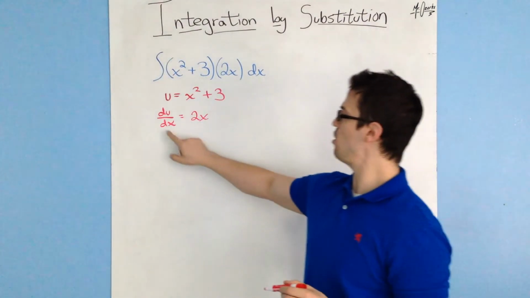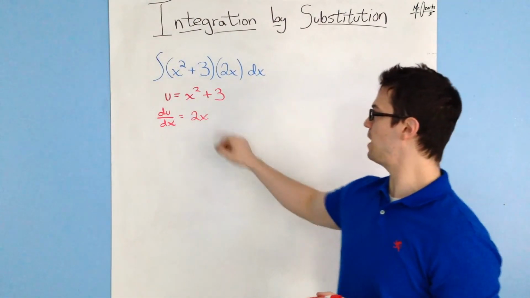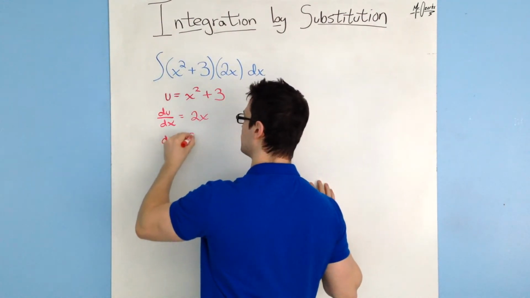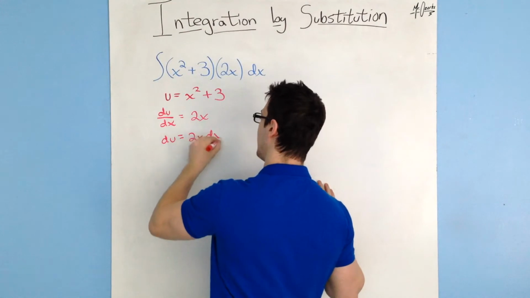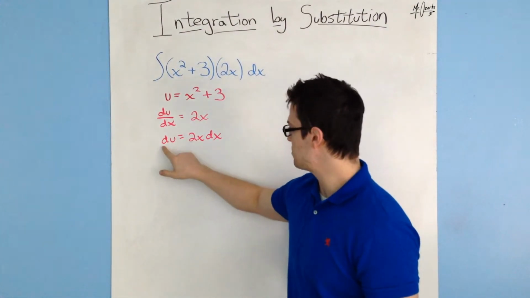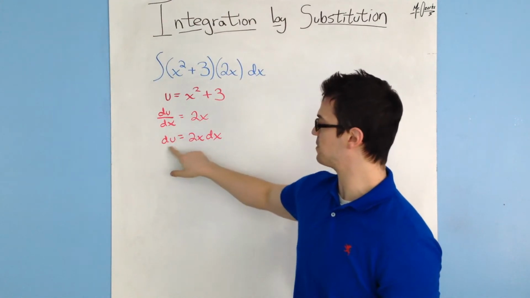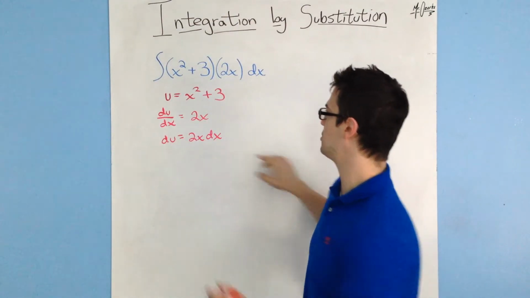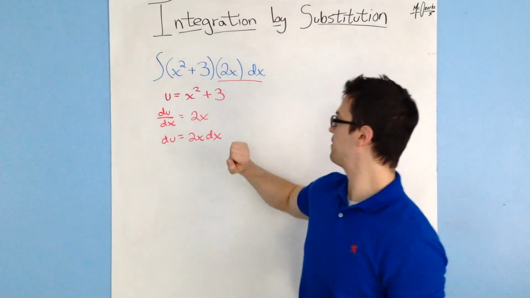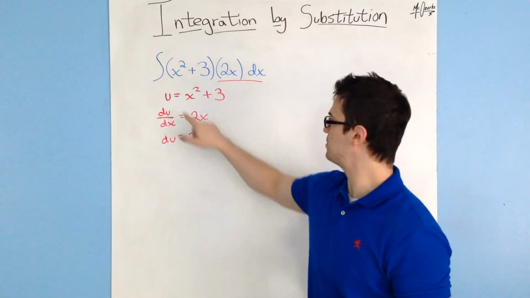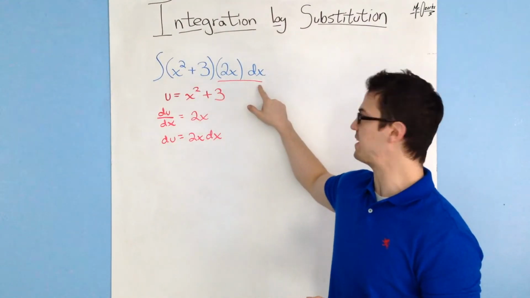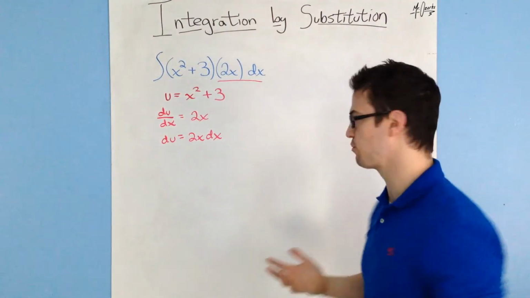Okay, now I'm going to solve for dx right here, so I'm going to multiply both sides by dx, so you'll end up with du is equal to 2x dx. Okay, now an awesome thing just happened though. As I was taking the derivative and solving for du here, I ended up with 2x dx. Well, that whole part is right here in the indefinite integral. So I can now substitute in my u here, and I can substitute in my du for this right here, and then we have an easier integral to work with.